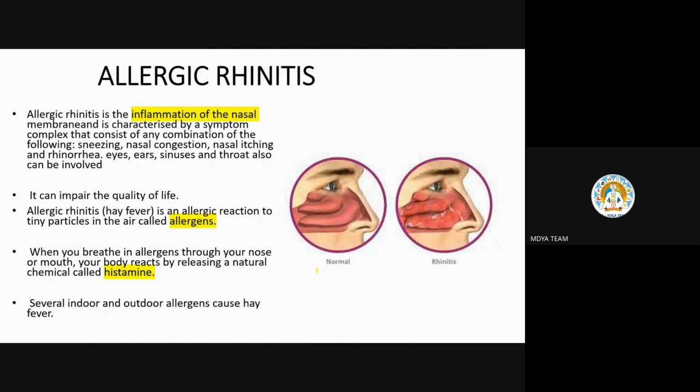So allergic rhinitis is the first disorder we have to study in respiratory disorders. So what exactly is allergic rhinitis? Allergic rhinitis is the inflammation of our nasal passage, the nasal membrane, characterized by symptoms. When there is inflammation in our nasal membrane, which can cause some symptoms, this condition is called allergic rhinitis. But exactly what happens in allergic rhinitis, we'll see ahead.